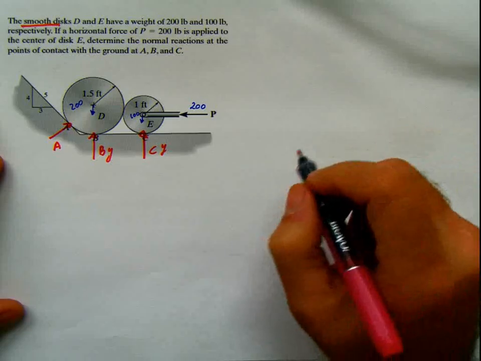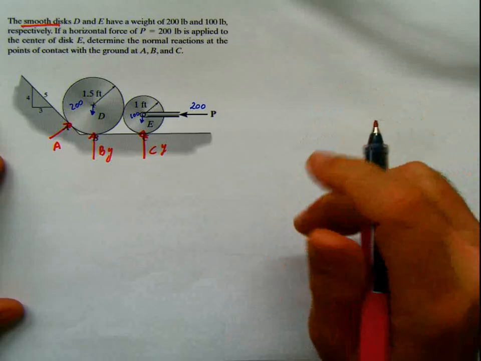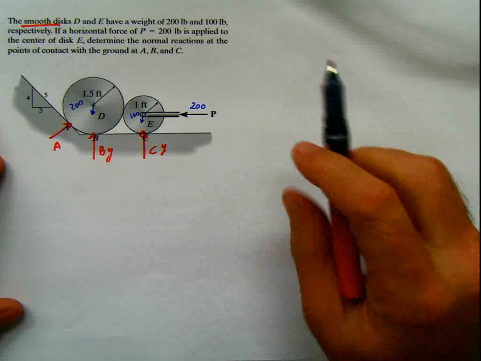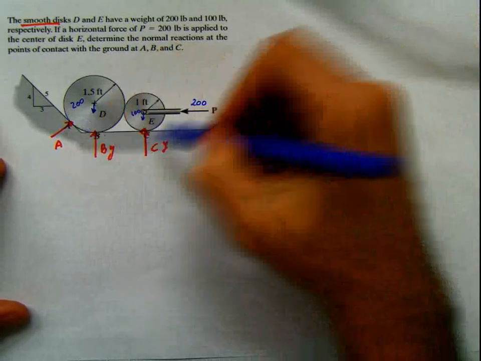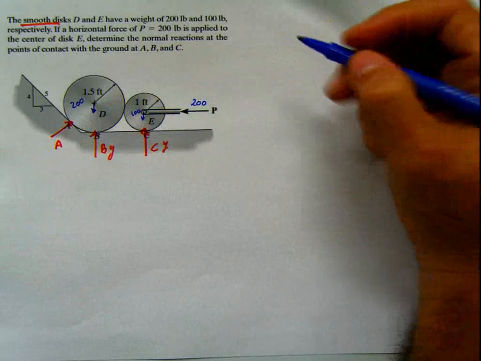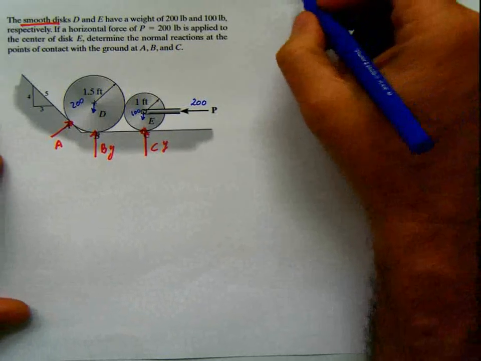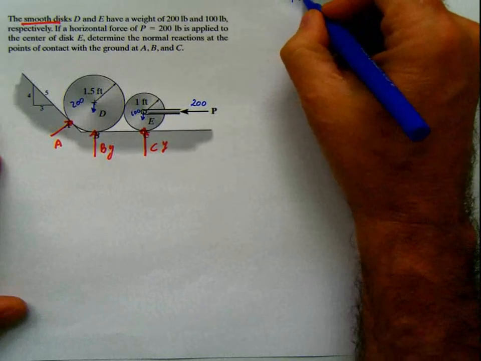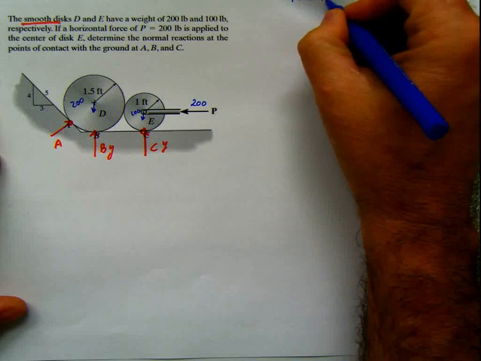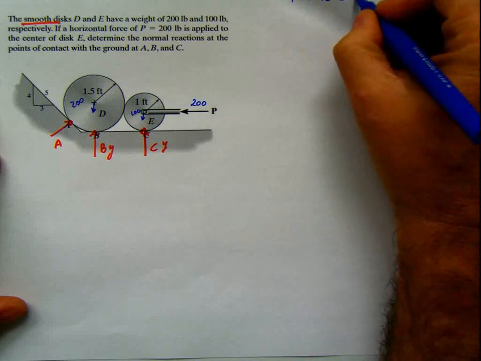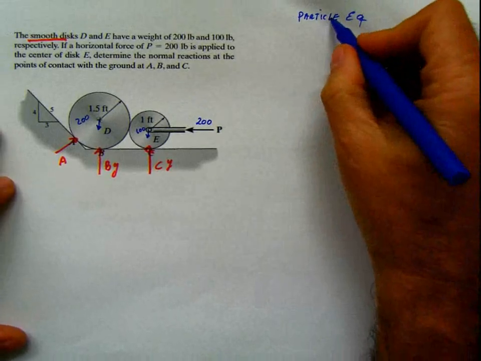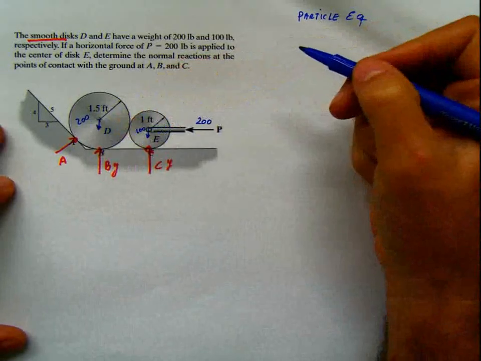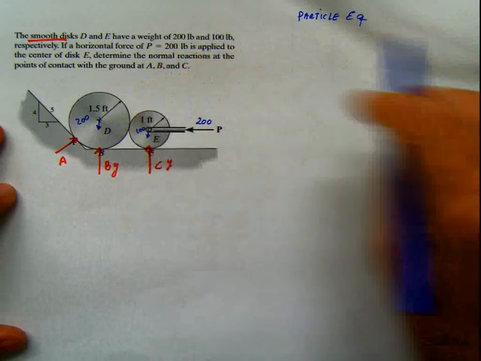Now let's solve this problem by using two methods. The first method that we're going to be using relates also with support reactions, which is what we are doing now, but it deals with particle equilibrium. Particle equilibrium, but I don't see any particle here. Well, you will see the particle if you start analyzing it.